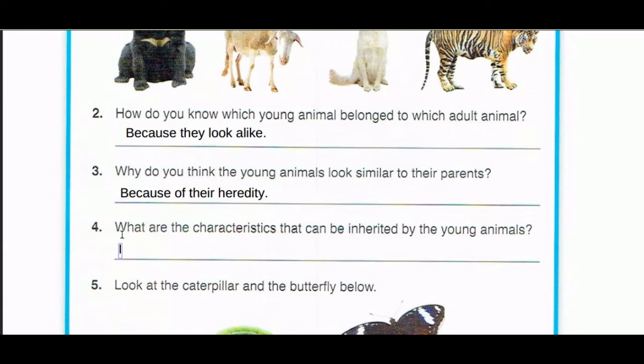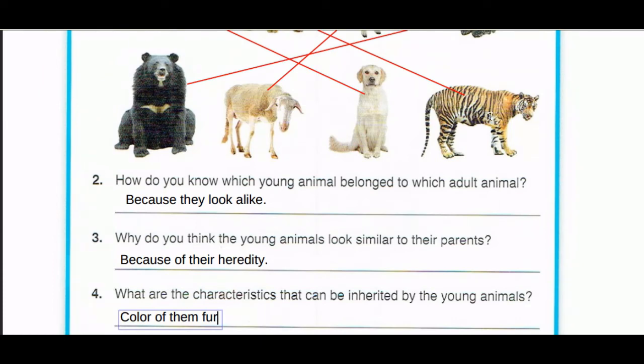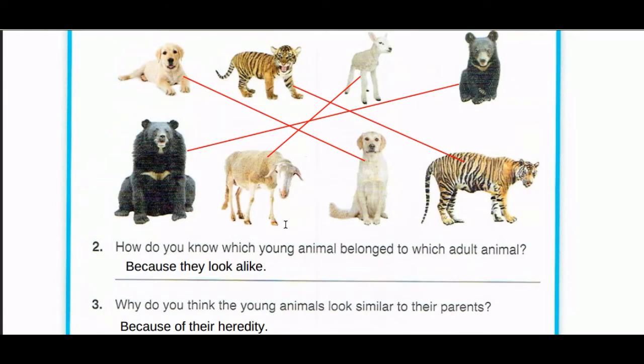So here we have the example, what are the characteristics that can be inherited by the young animals? As an example, the color of their fur, the hair. Also the color of the tiger, the stripes. So we have many similarities in animals too. When you see the parent and the offspring in animals, there are similarities, it's the same with us people. With us people we see it more easily because we are used to people.